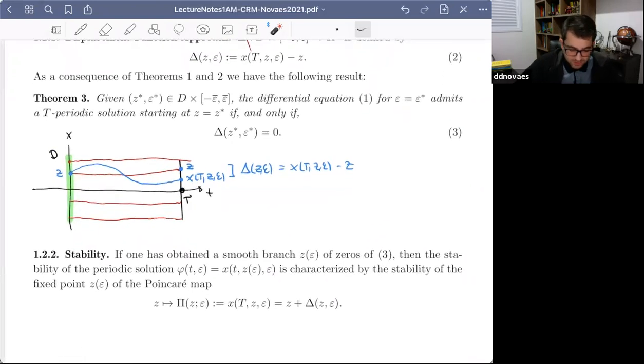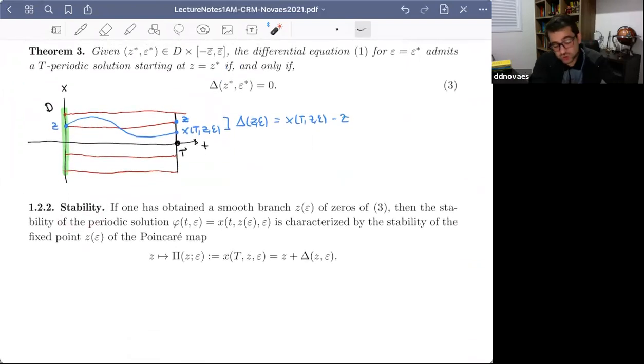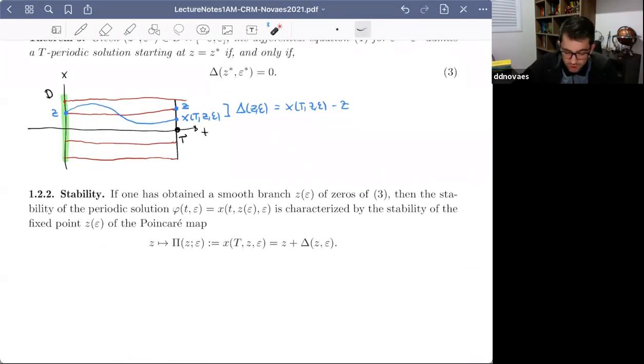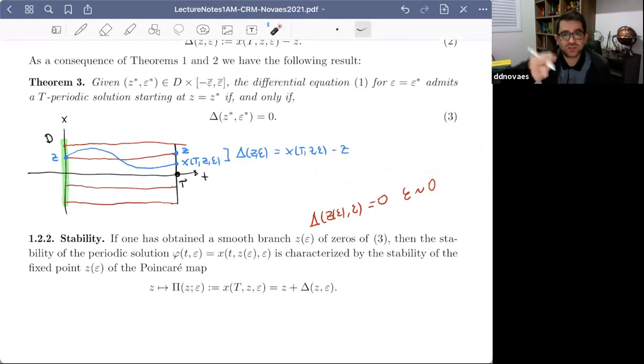In this context, the stability of the periodic orbits, eventually given by zeros of the displacement function, can also be investigated using the displacement function. Suppose that we have a branch of zeros of the displacement function, that is, delta(z_epsilon, epsilon) equals 0 for epsilon close to 0. Then for each epsilon close to 0, we have an initial condition that gives a periodic solution.